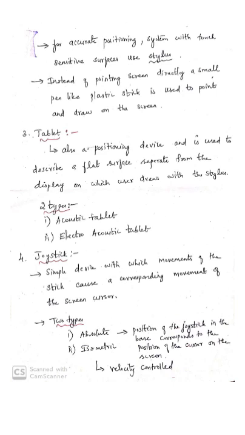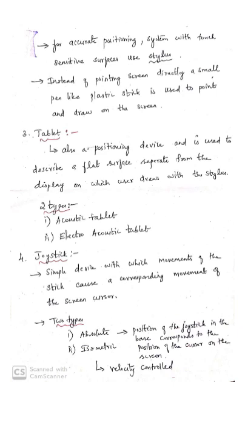Then we can move on to the tablet. A tablet is also a positioning device, and it is used to describe a flat surface separate from the display on which the user draws with the stylus. There are two types of tablet. One is the acoustic tablet and the other one is the electroacoustic tablet.